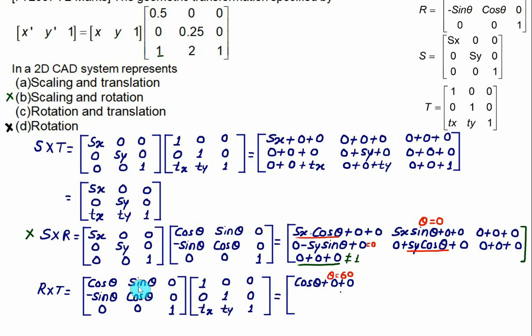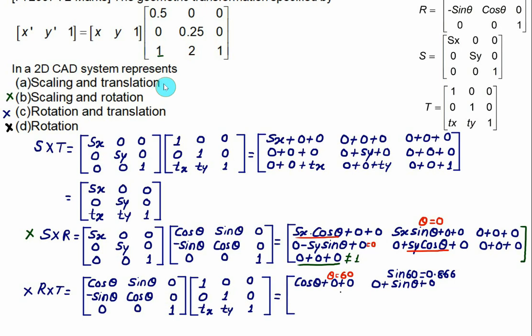Now let's check the second term. We have first row and second column. In that case we have 0 plus sin theta, so we have sin of theta, and then we have 0. Now here the sin 60 term is present and that is not equal to 0. So it is not a rotation and translation, because sin of 60 is equal to 0.866. So choice C is also wrong.